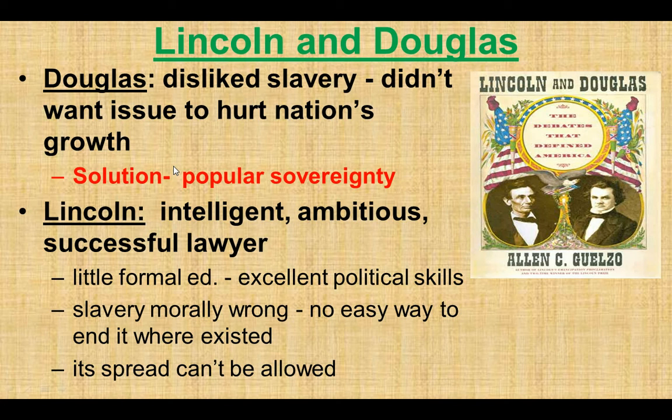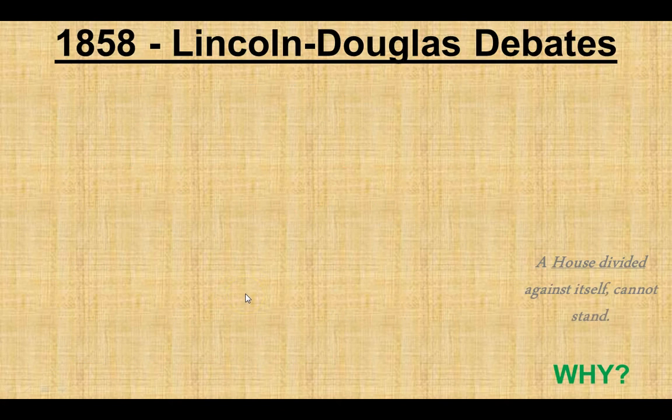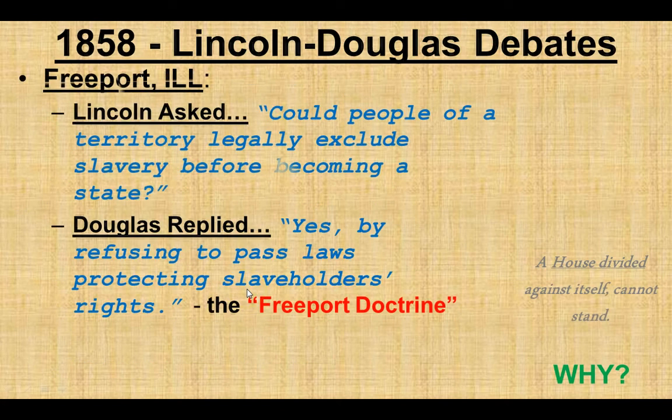And so Douglas didn't like slavery, but he didn't want it to hurt the nation's growth and development. Again, he's the king, the superhero of popular sovereignty. Lincoln, super intelligent, comes from a very different background than most politicians, at least the very powerful ones. A pretty successful lawyer, with great rhetorical and argumentative skills, highly intelligent. We know he read voluminously and had some strong opinions about slavery.